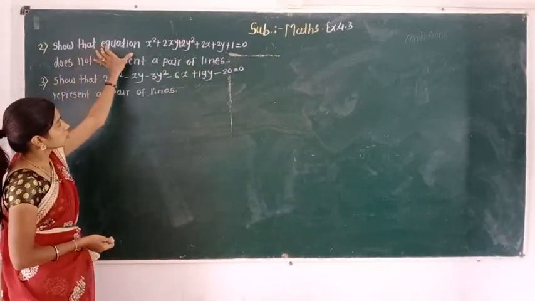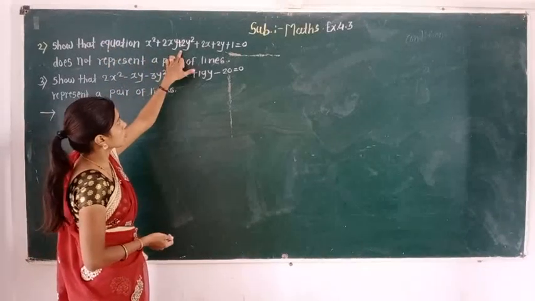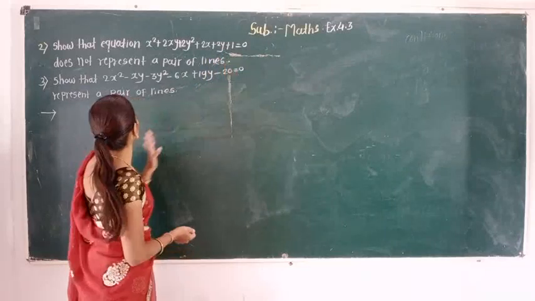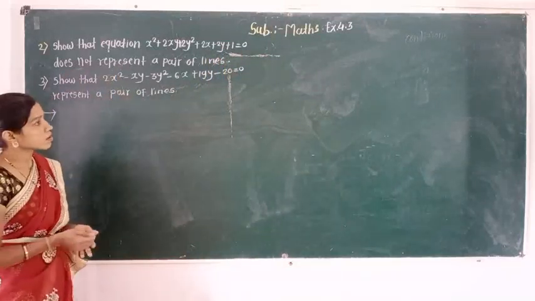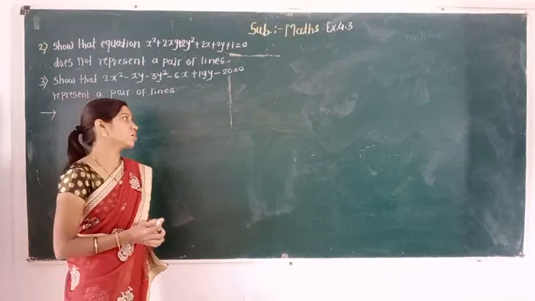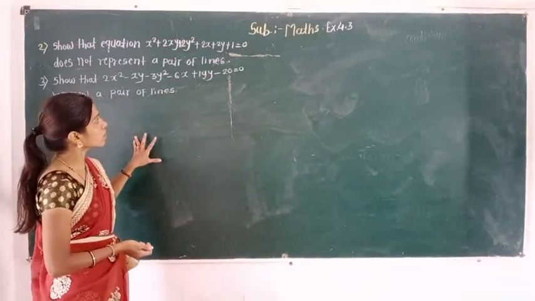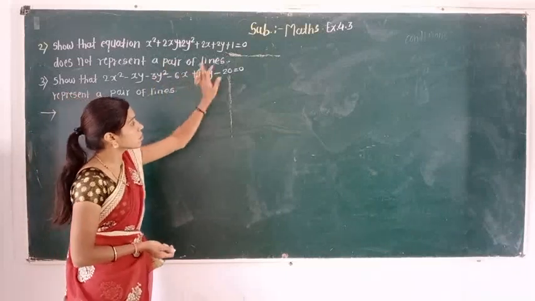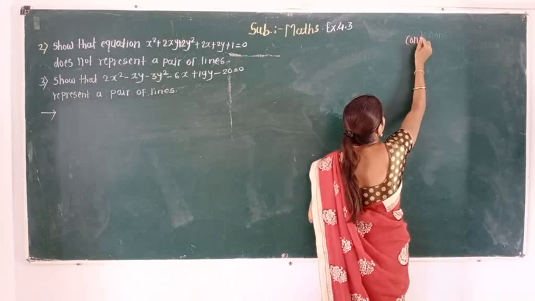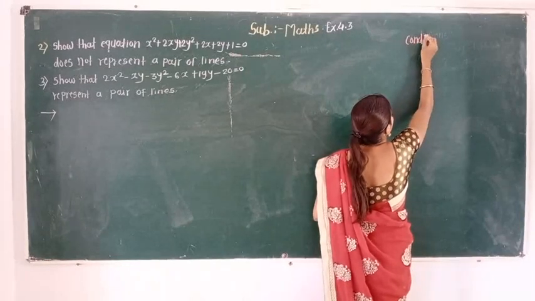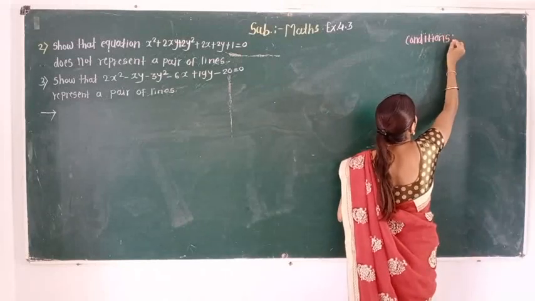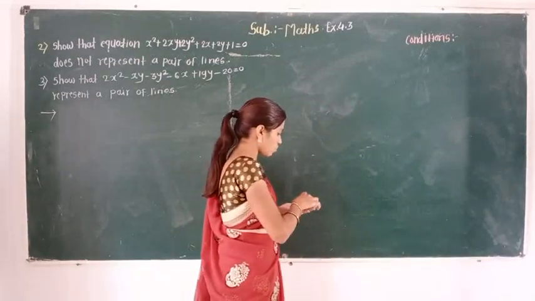Show that the equation x square plus 2xy plus 2y square plus 2x plus 2y plus 1 is equal to 0 does not represent a pair of lines. We know the necessary conditions for the general second degree equation to represent a pair of lines. Okay, now see the conditions of a given equation to represent a pair of lines.